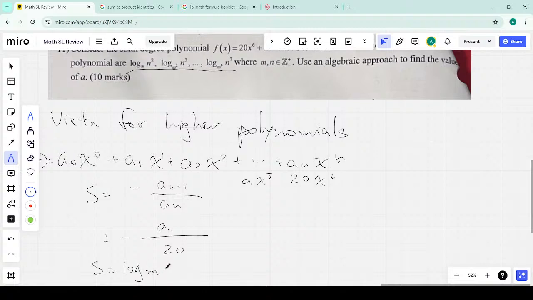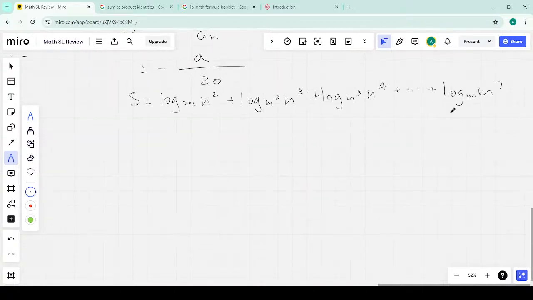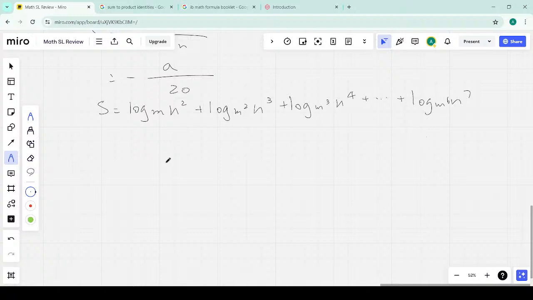So log m n squared plus log m squared n cubed plus log m cubed n to the 4 plus log m to the 6 n to the 7. So using the way of simplifying the logs that I just told you, log m n squared plus, I can take the square root of both the base and the number inside.